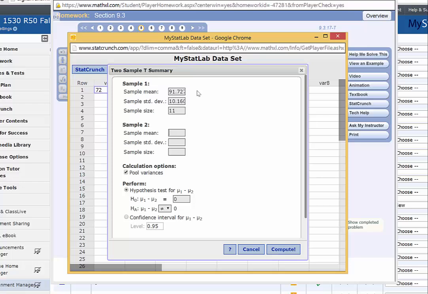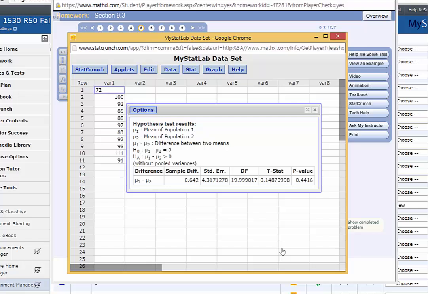The sample mean for group 2 is 91.085. The standard deviation is 10.089, and the sample size is 11. Again, we will uncheck pool variances because we are told not to assume that the population standard deviations are equal. We're testing whether or not group 1 is larger than group 2, so we'll make sure that we have the greater than symbol, and we'll click Compute.